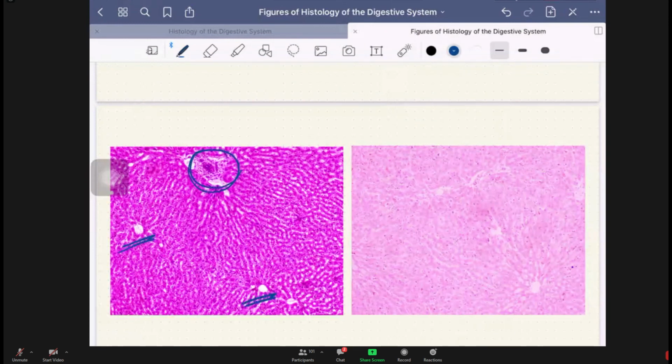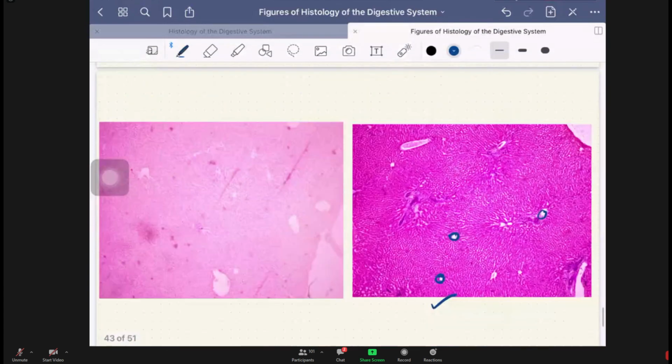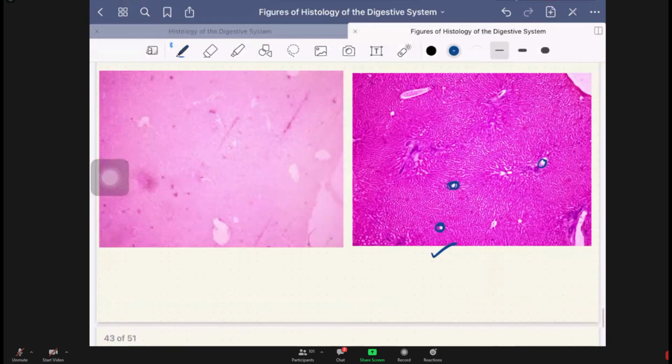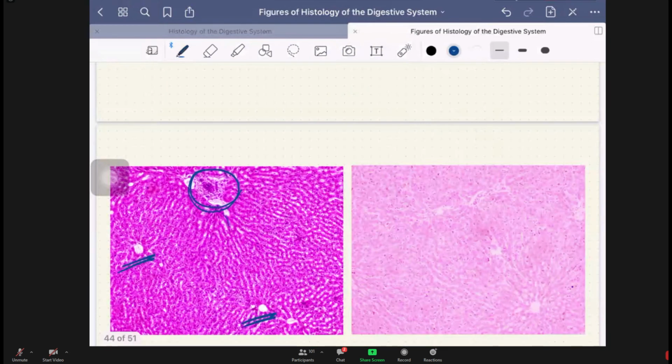So if the examiner asks how will you identify this slide as a slide of liver, the answer will be the portal vein and surrounding portal tract and radiating layers of hepatocyte. So these are the hepatocyte. From here, these are the hepatocyte.